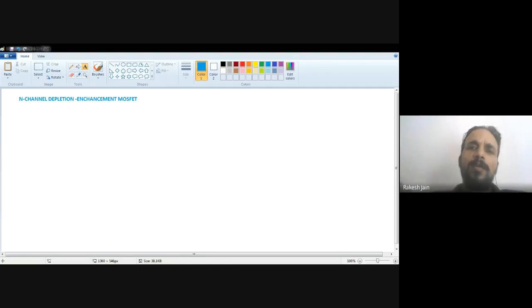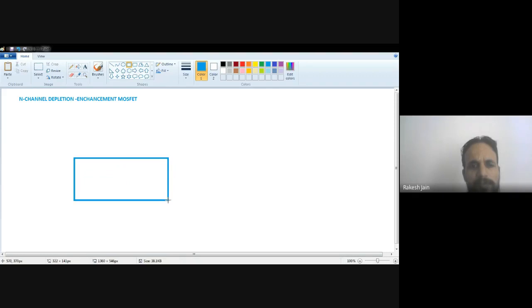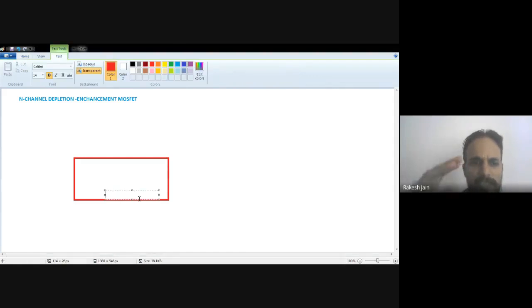If you want to build a p-channel depletion enhancement MOSFET, then you have to go for an n-type substrate, because our topic is the n-channel depletion enhancement type MOSFET. So we have to use a substrate of p-type, because I want to build an n-channel MOSFET. That's why the substrate is the opposite material, that is p-type. So this is the substrate.